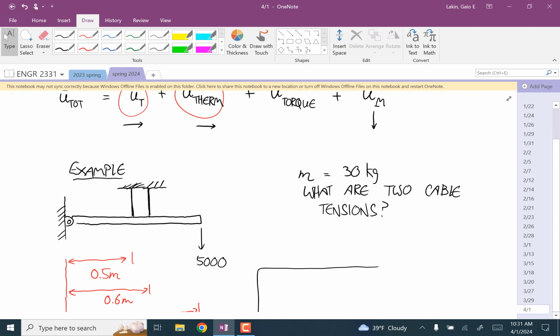Any other questions? Okay, so now we're going on to maybe the easiest of all of these. That's angle of twist in the presence of a torque.